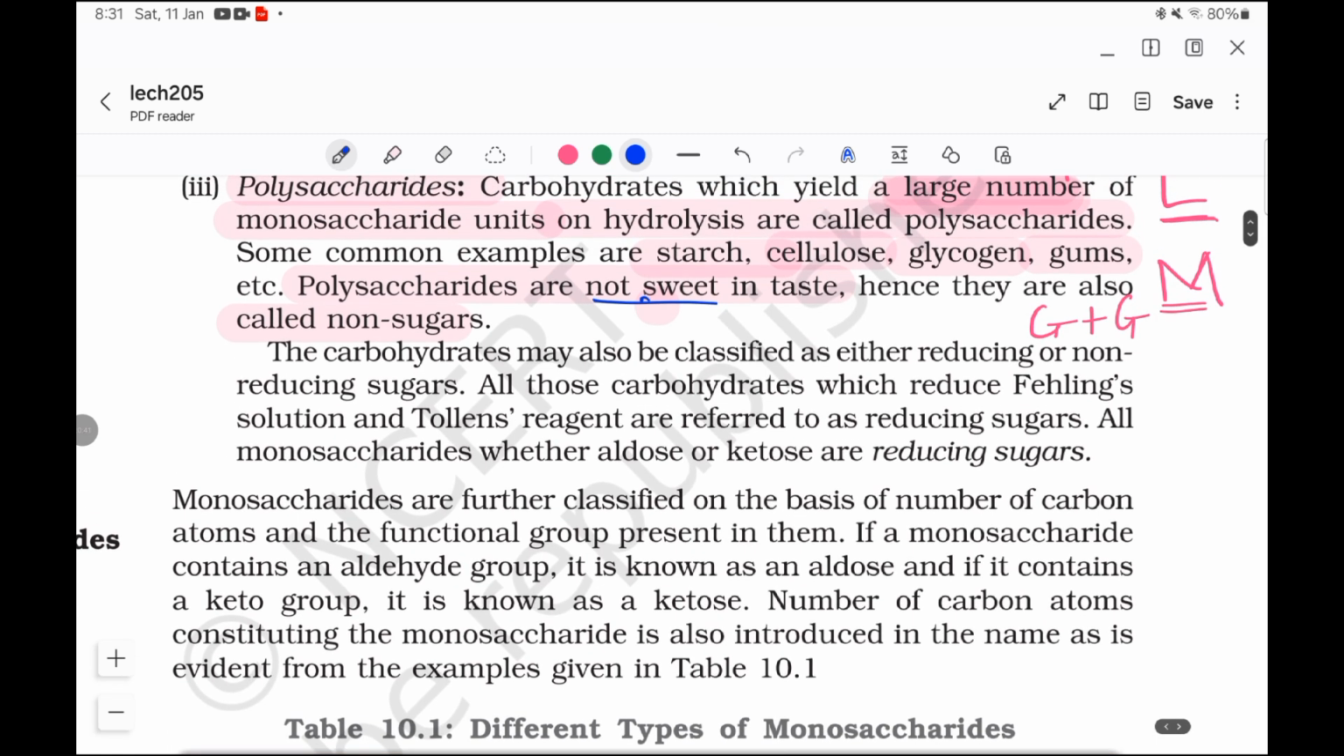The classification of carbohydrates can be on the basis of taste. That means sweet carbohydrates and non-sweet carbohydrates. So in sweet carbohydrates, children, you can write monosaccharides, and in non-sweet carbohydrates, you can write polysaccharides.